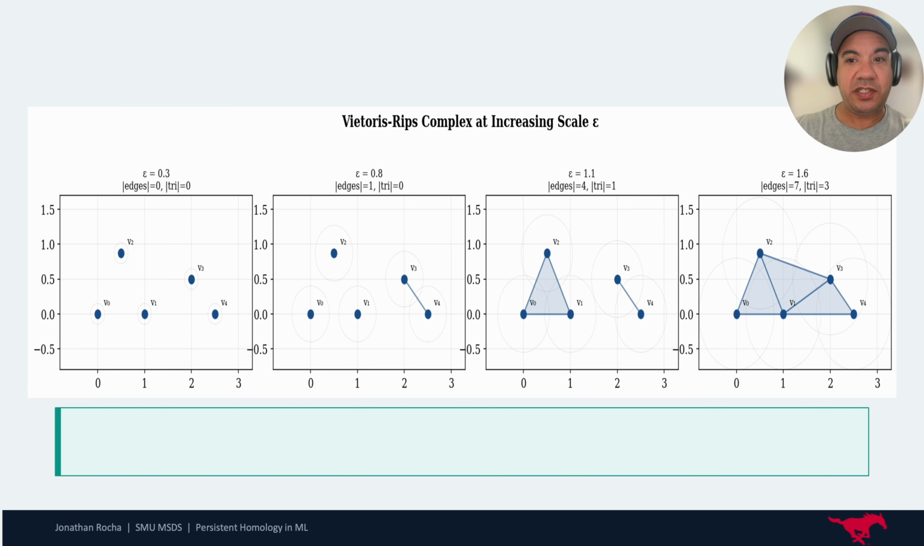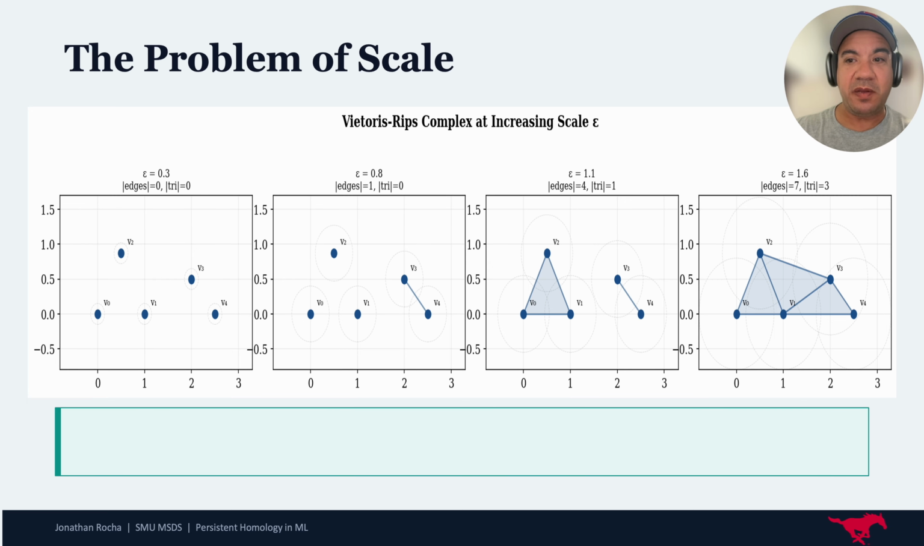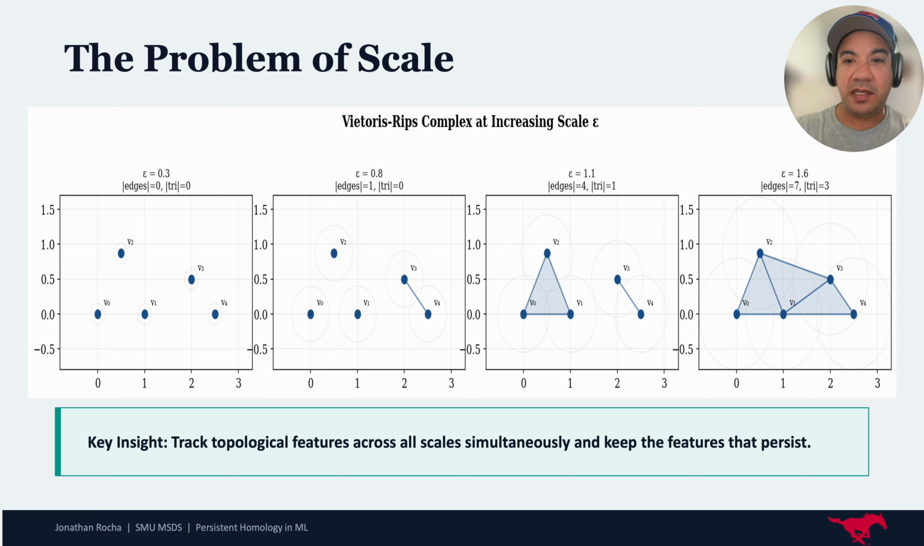But here's the challenge: our data are finite point samples, not continuous surfaces. How do we extract topological information from a discrete set of points? The answer depends on scale.